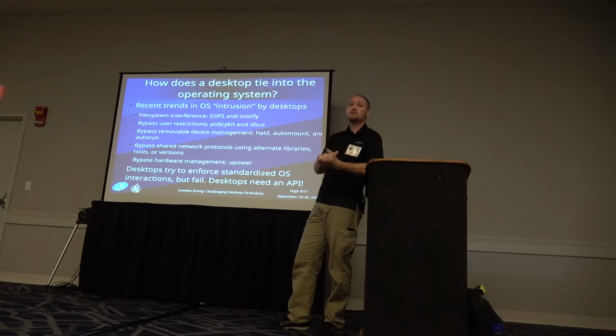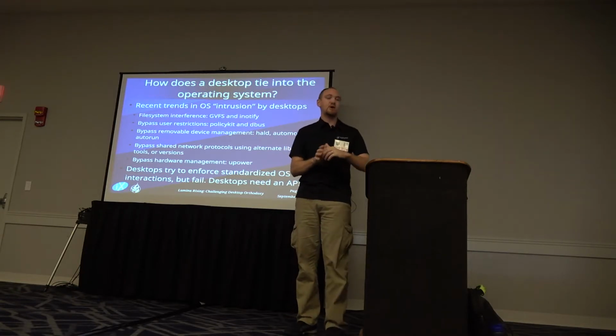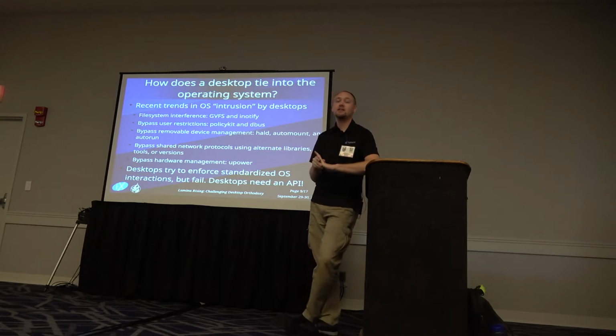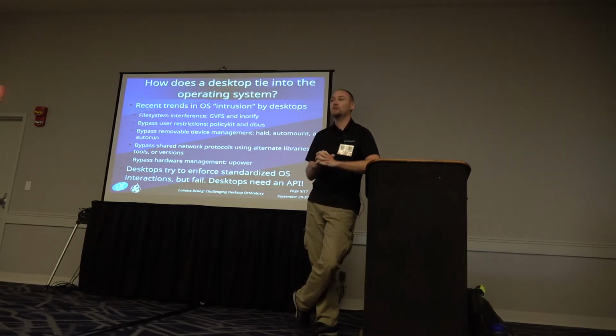Shared network protocols. I mentioned this with file managers. If you want to browse a shared network in KDE or Plasma, you use the Okular File Manager. The file manager is what sets up the Samba connection, what sets up the NFS connection, and it's going through the file manager to actually talk to the shared network. It's not going through the operating system. Is that really the right way to do it, or does that fall under the realm of something the operating system should be controlling?